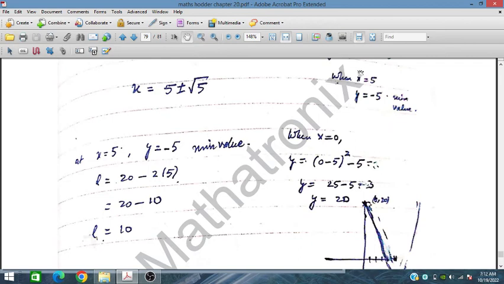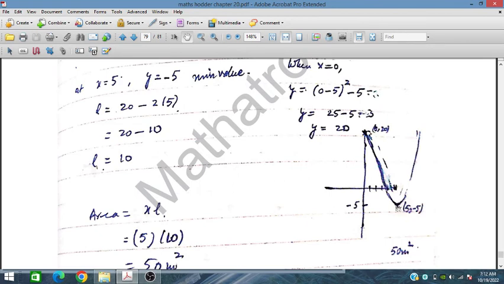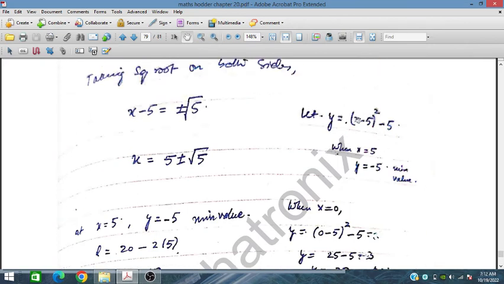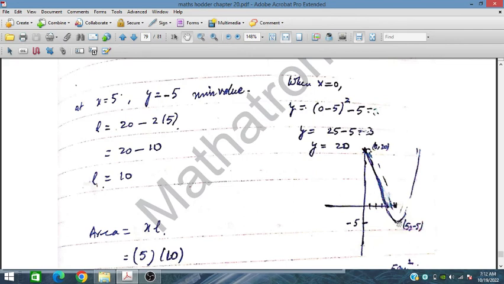We have performed this kind of thing earlier. So in place of x will be 0, then this becomes this. So this is 20, and so this is 0 and 20. When we place x is equal to 0, then y becomes 20, and when we place x is equal to 5, then y is equal to minus 5. So this is the minimum value.